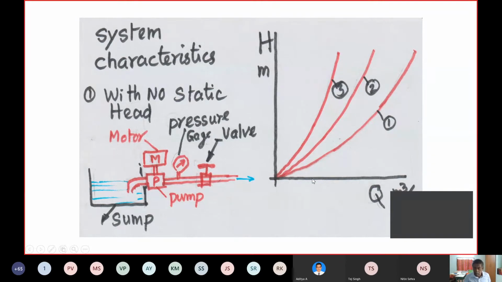Now to send more discharge, what you have to do is increase the speed of the pump. Correspondingly, the head also will be more. So more head, more discharge. That is the first valve position. Now corresponding to another valve position 2, you get another curve. Little consideration will tell you that for position 2, you would have closed the valve a little more. Then for the third position, the valve is closed a little more. So you have 3 system characteristics.